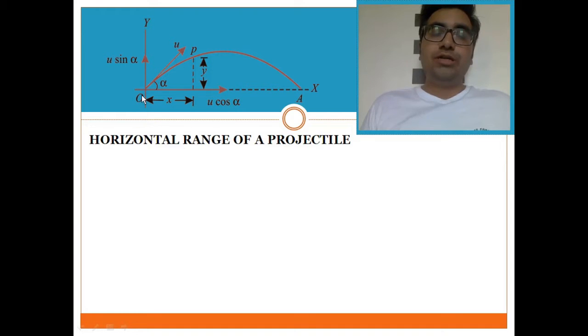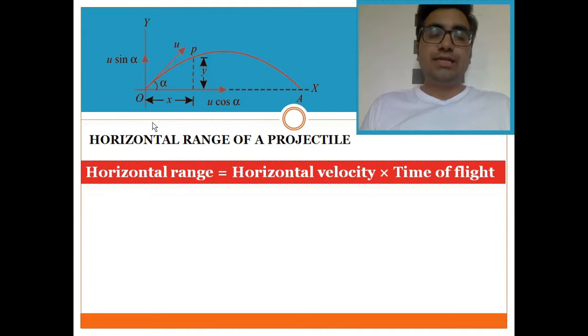Now if we want to determine the range, the formula of range can be found with the help of the formula of uniform velocity motion. The only formula in uniform velocity motion is v equals s by t. Now I need range. What is the range? It is the displacement. So if v equals s by t, therefore s equals v into t. Substituting horizontal range, s equals velocity into time.